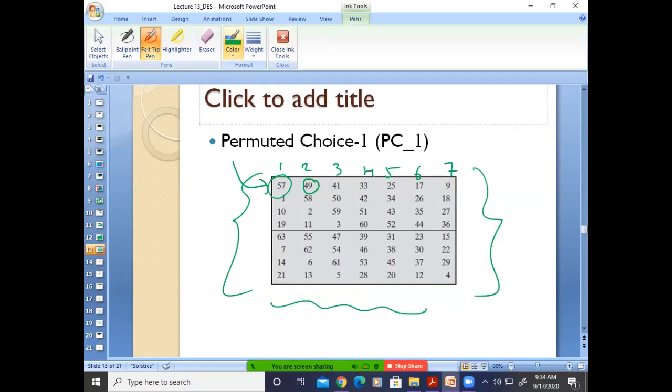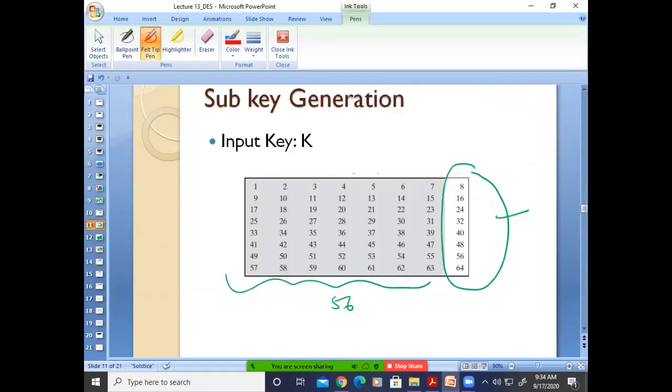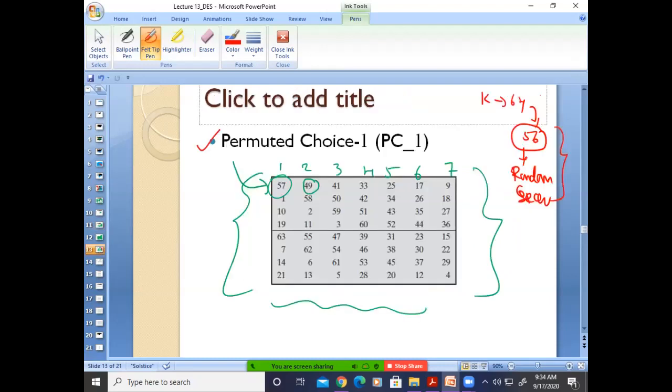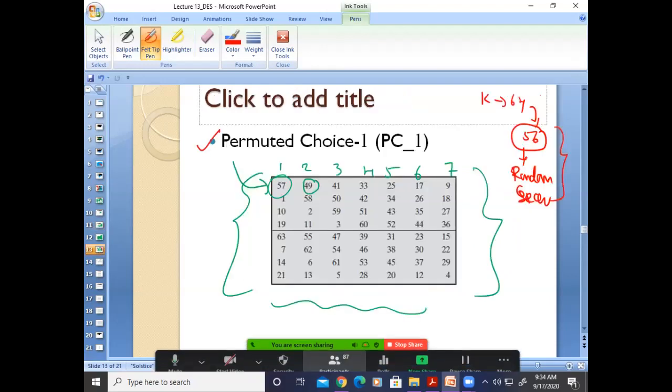In permuted choices, actually 2 operations are happening. The first one, 64 to 56, is not a permuted choice by itself. When I make this 56-bit random sequence, then this entire operation is called permuted choice 1. So not only eliminating these 8 bits, but rearranging the remaining bits is called permuted choice 1. All of you getting mine?